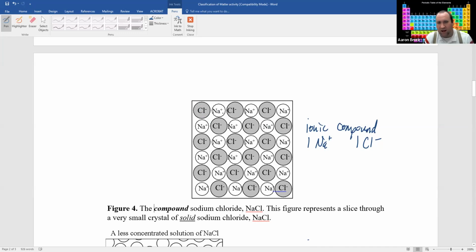But I can see here what makes this a compound is that there is a very set formula that goes into it. One sodium, one chloride. One sodium, one chloride. The ratio is the same. There's a uniformity in that compound itself.